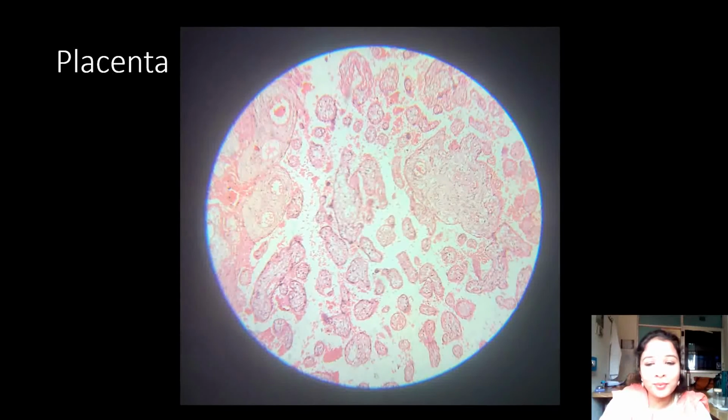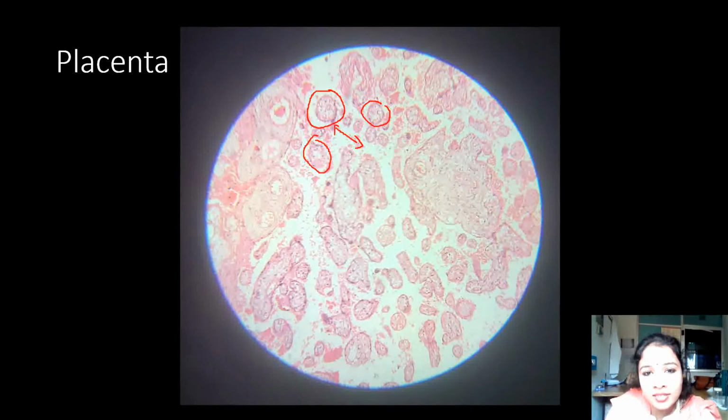So let's look at the bonus slide today, that is the placenta. This is at 10x magnification. Under 10x magnification, you can identify the cut sections of chorionic villi present inside the placenta. And in the gaps between the villi, we can find some dots. They are the blood cells, WBCs and RBCs, present in the intervillous spaces between the chorionic villi, and these intervillous spaces are filled with maternal blood.